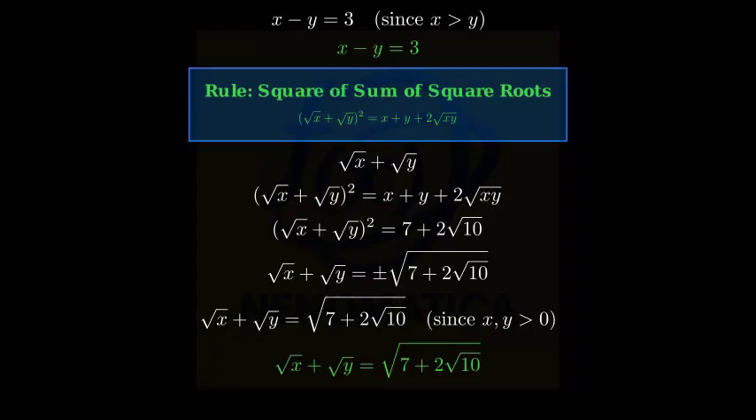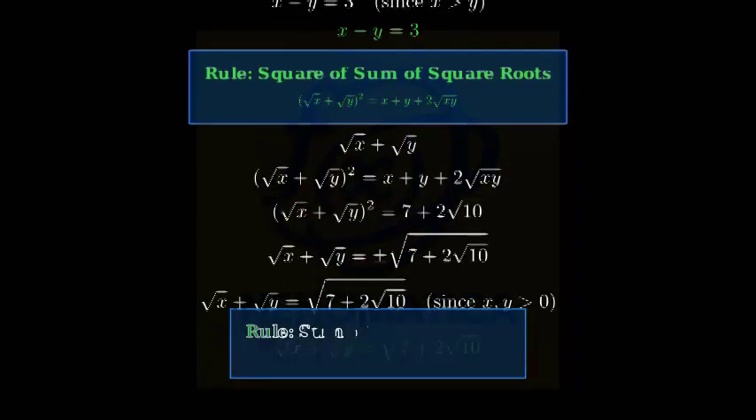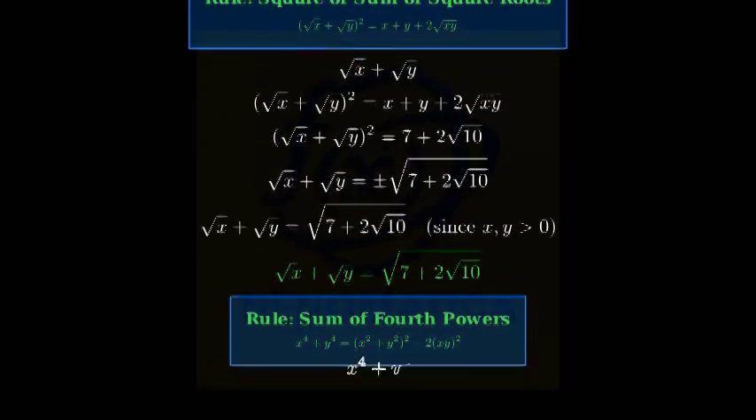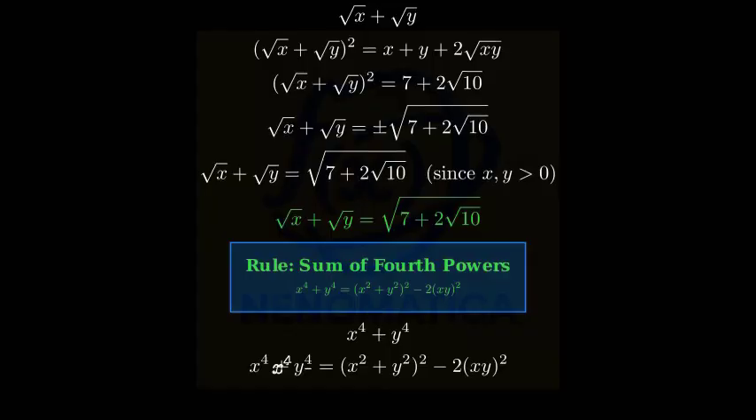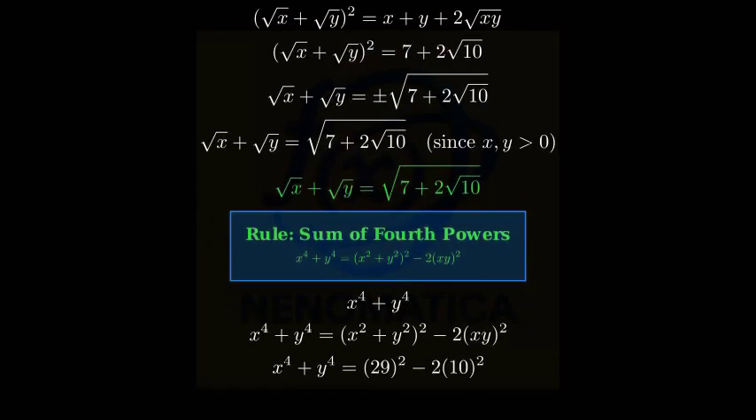Finally, let's find the value of x to the power of 4 plus y to the power of 4. For this, we can use the identity that says x to the fourth plus y to the fourth equals the square of x squared plus y squared minus 2 times x squared times y squared. Let's apply this formula. We already know that x squared plus y squared equals 29, so the square of this expression is 29 squared. And the square of x times y is 10 squared, which is 100.